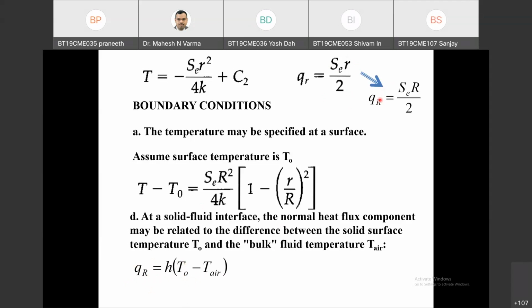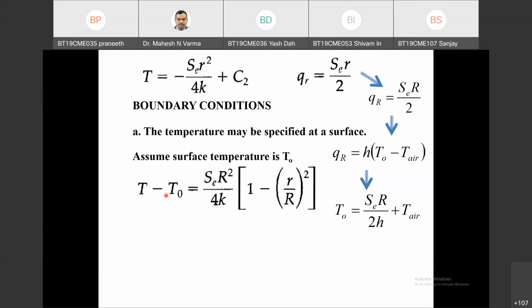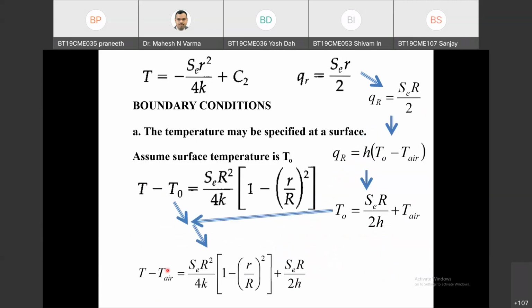So flux at R equals S_G R divided by 2, and this will be substituted here, giving S_G R divided by 2h. Using this, I can get T0: T0 equals S_G R divided by 2h plus TA. Now substituting this T0 here, I will get exactly the same temperature profile.